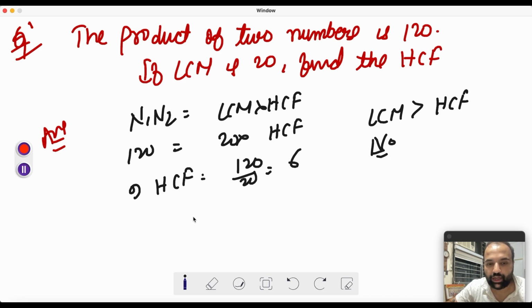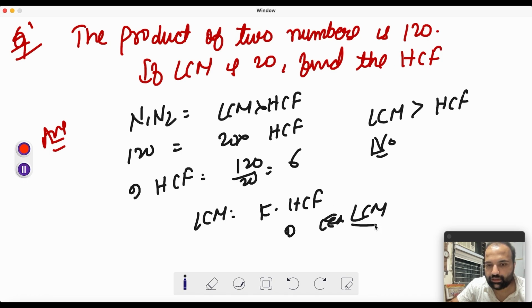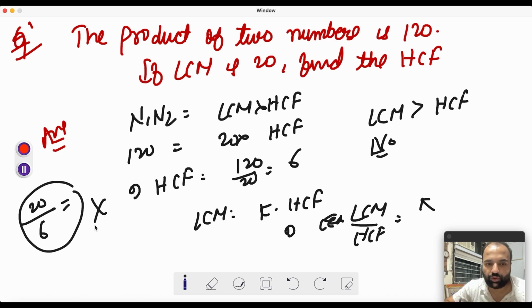Again, why? Because we know that LCM is K into HCF. We studied this. Or we can say LCM by HCF is equal to K. That's what we should have. So over here, LCM is given as 20 and HCF comes out as 6, and 20 by 6 is not a whole number, so it does not satisfy this equation. Therefore, again, it would be data inconsistent, or it could be none of the above, or anything. Whatever the option is, look for that, but don't fall into the trap of such things.